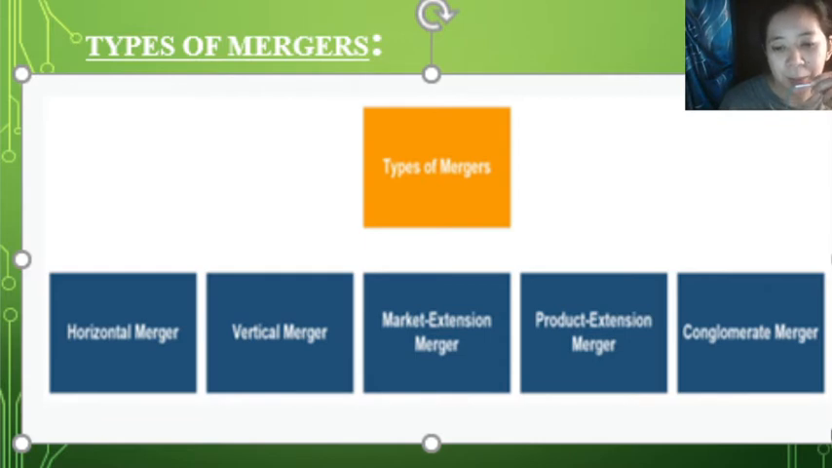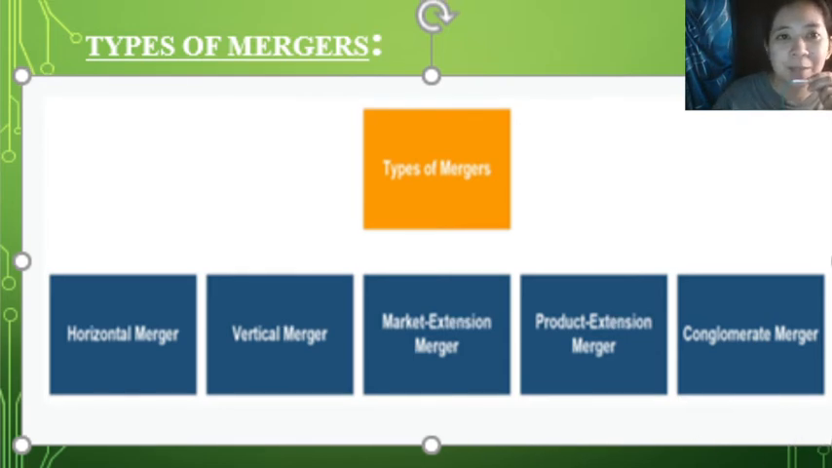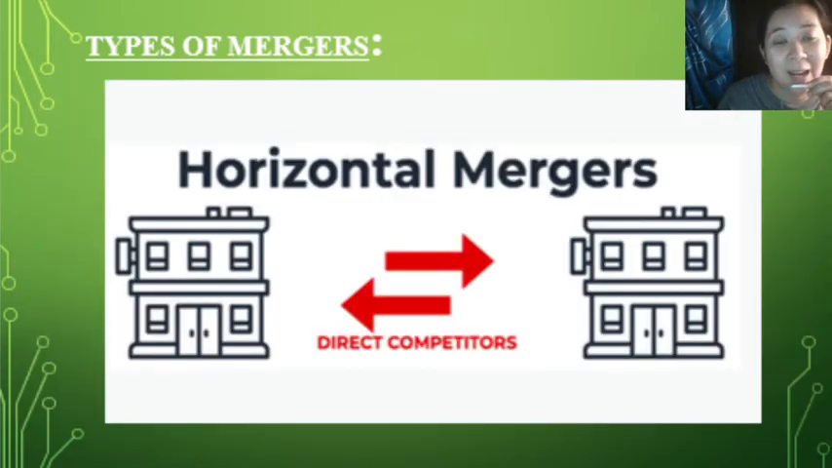By the way, when we say merger, this refers to an agreement in which two companies join together to form one company. In other words, a merger is the combination of two companies into a single legal entity. This is considered to be one of the most common business combinations in the field of business. Here we will discuss the different types of mergers. The first classification is the horizontal merger.